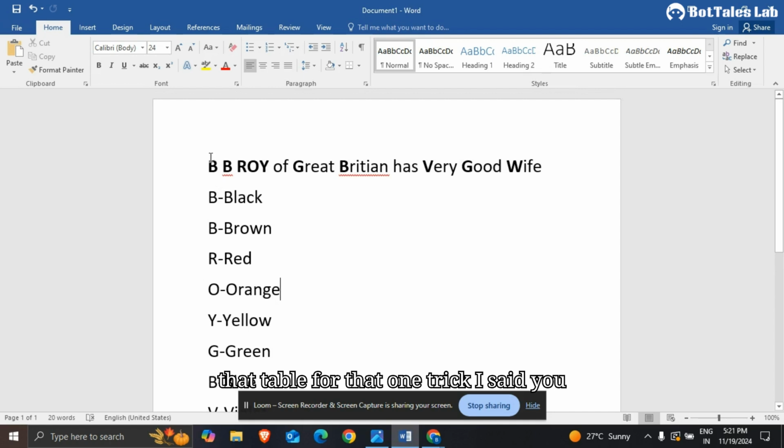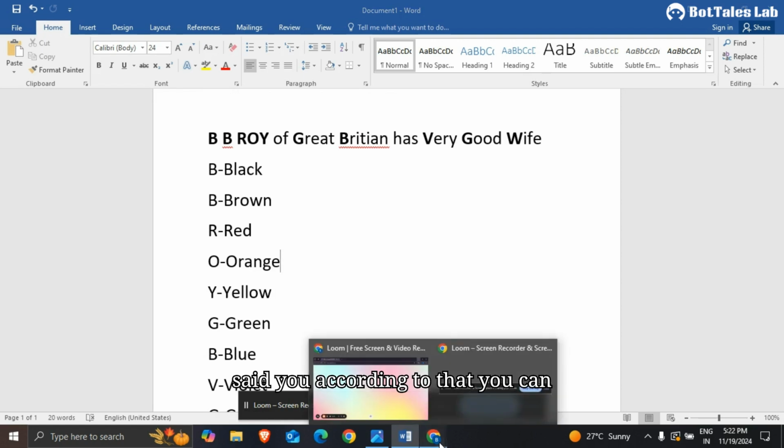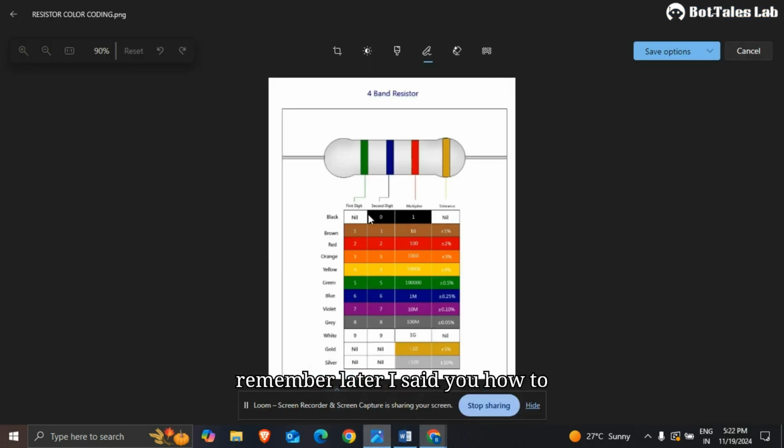For that I told you one trick: B.B. Roy of Great Britain has a very good wife. In that, each capital letter stands for a color, that is, the first B stands for black, the second B stands for brown, like that. According to that you can remember. Later I told you how to calculate the value of a resistor. You just have to take the first digit of the first band, the second digit of the second band, put a multiplication sign, then take the multiplier value of the third band and calculate. By that you can get the value of the resistor.